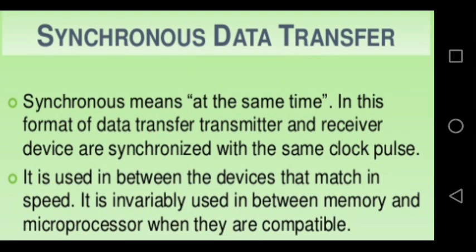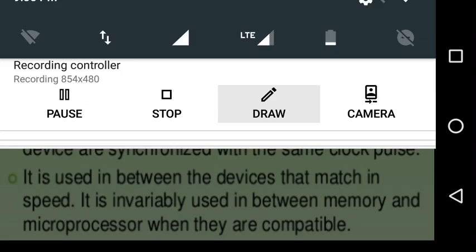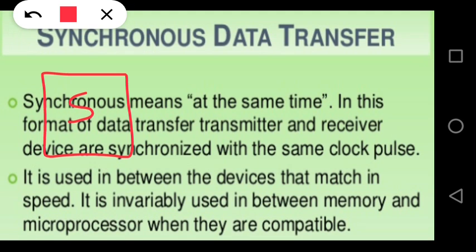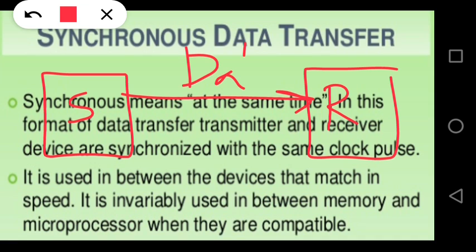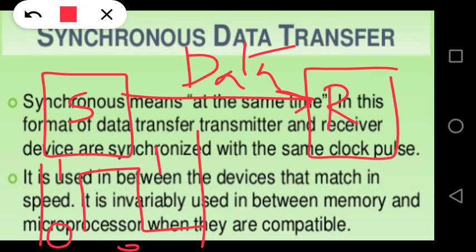The synchronized data transfer is used between devices that match in speed. See this. During one clock pulse, sender sends the data and receiver receives the data. Remember? This is my sender, this is receiver, and this is data transmit. So during this one clock pulse, data has to be transferred. Sender should send data, receiver should receive the data, and this is transmission time.